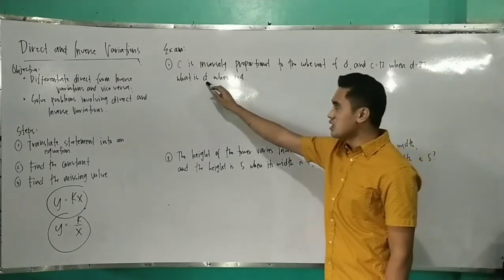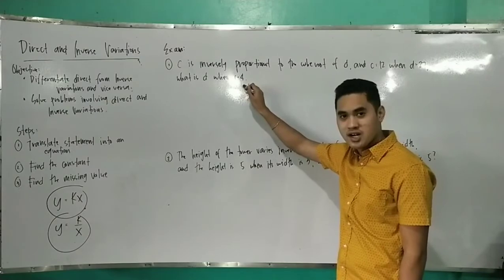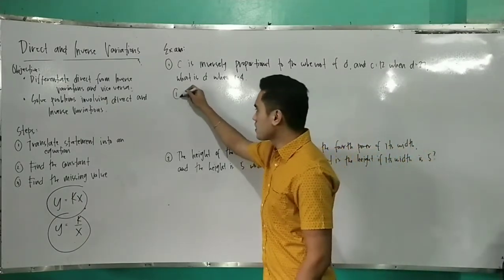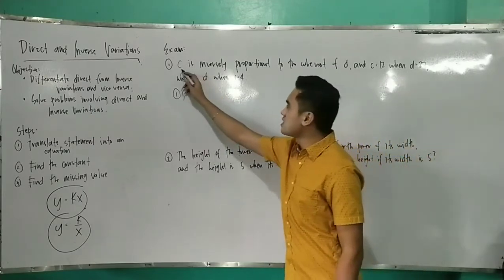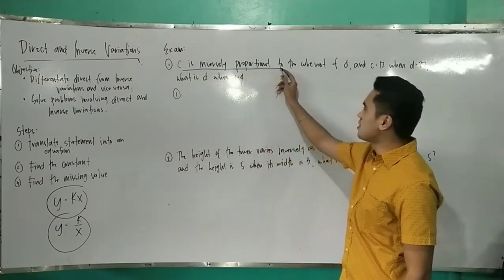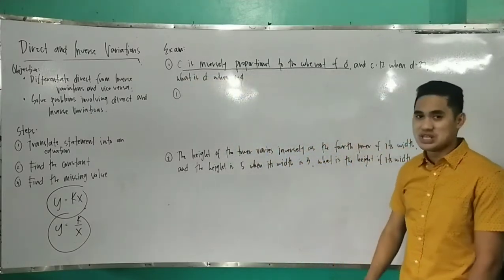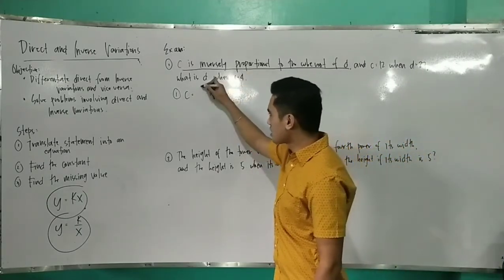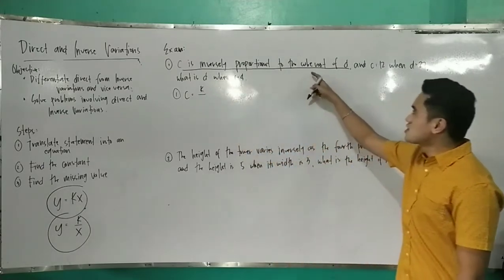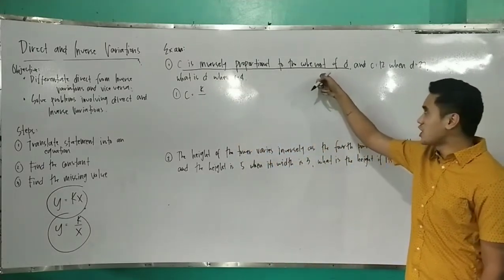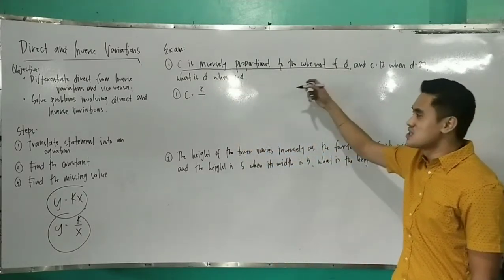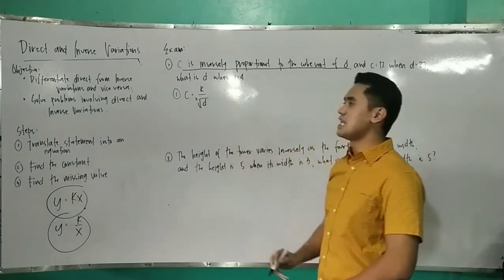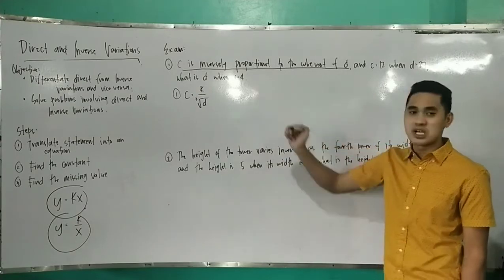So, what is D when C is equal to 4? Ayan. So, first step, translate the statement into an equation. So, meron tayo diyang C is inversely proportional to the cube root of D. So, meron tayong K over cube root of D. Ayan, ganito yung magiging equation natin.